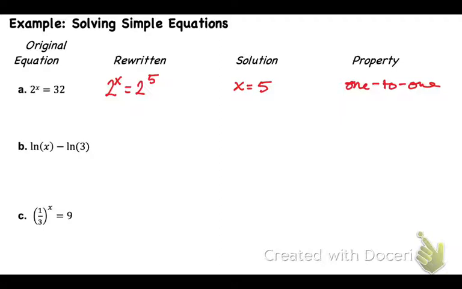Okay, now I have the natural log of x minus the natural log of 3. Would that be x over 3? It would be the natural log of x over 3. You're correct. And I'm going to make it equal to y, because it has to equal something, yes? Yeah, if I'm solving it.